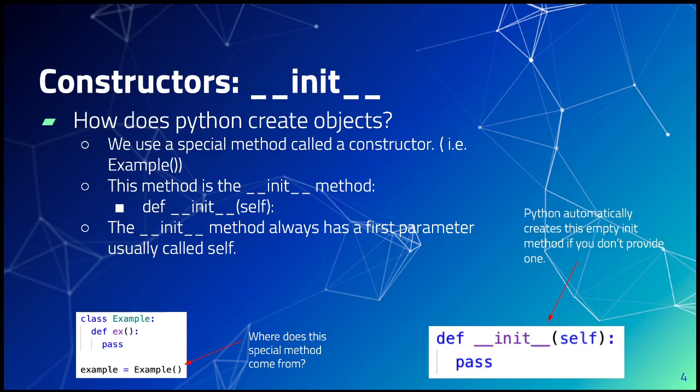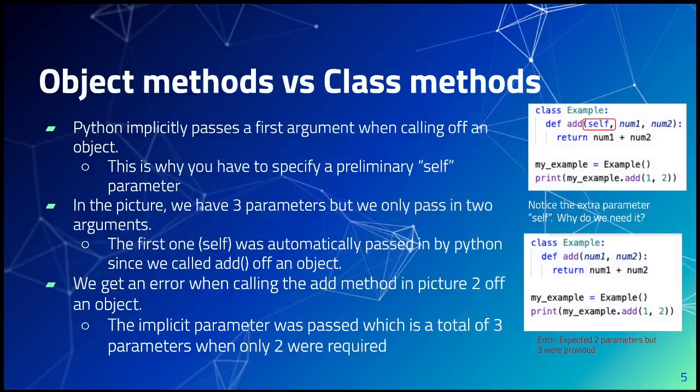So the first parameter in the init method is called self, and it's good to note that this is convention. It's not necessary. I could have called this any legal variable name. I could have called it x, I could have called it abc, whatever, and it still would have worked. But it's typically convention to name it self. Okay, so now let's talk about differentiating between object methods and class methods.